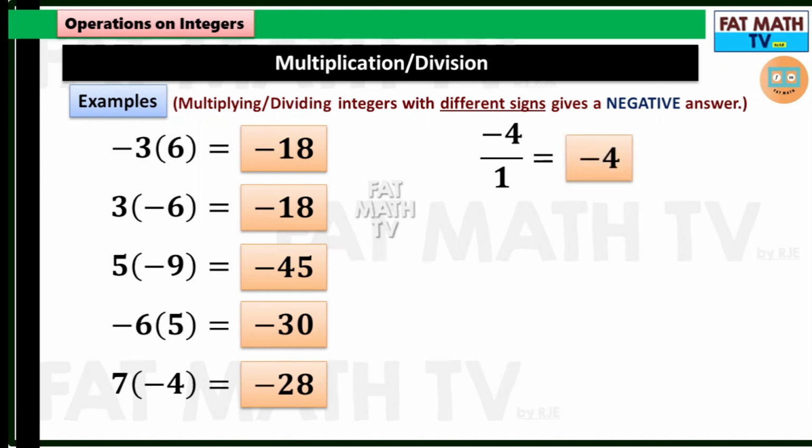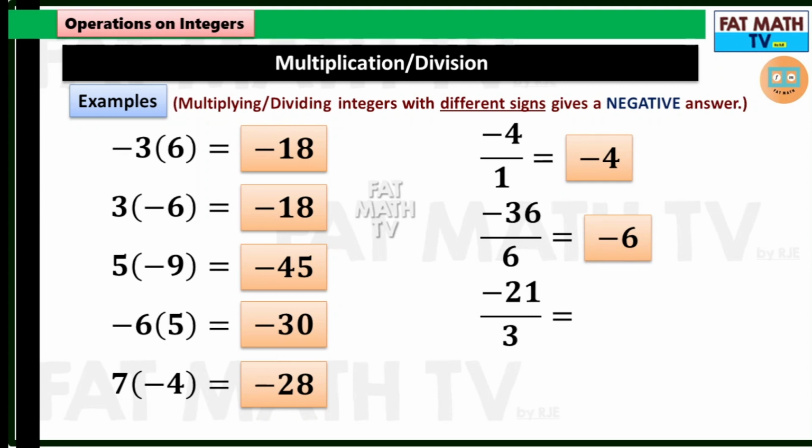Negative 4 divided by 1 is negative 4. Negative 36 divided by 6 is negative 6. Negative 21 divided by 3 is negative 7. And 72 divided by negative 8 is negative 9. So, if they have different signs, the answer is always negative.